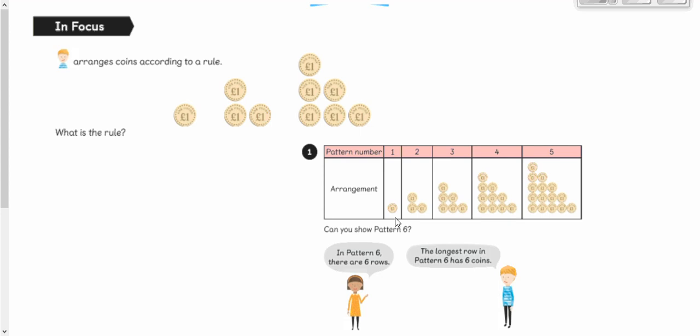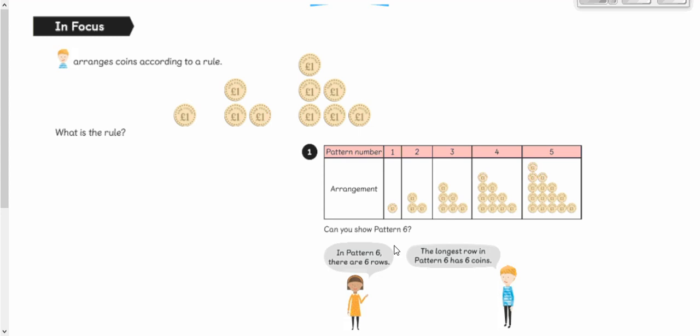So pattern number 1 is £1 coin. Pattern number 2, a row of 1, a row of 2. Pattern 3, a row of 1, row of 2, row of 3. Pattern 4, row of 1, row of 2, row of 3, row of 4. Pattern 5, row of 1, row of 2, row of 3, row of 4, row of 5. So whichever pattern number it is, it looks that that number of pound coins are being added to the bottom of our arrangement. So could you show pattern 6?